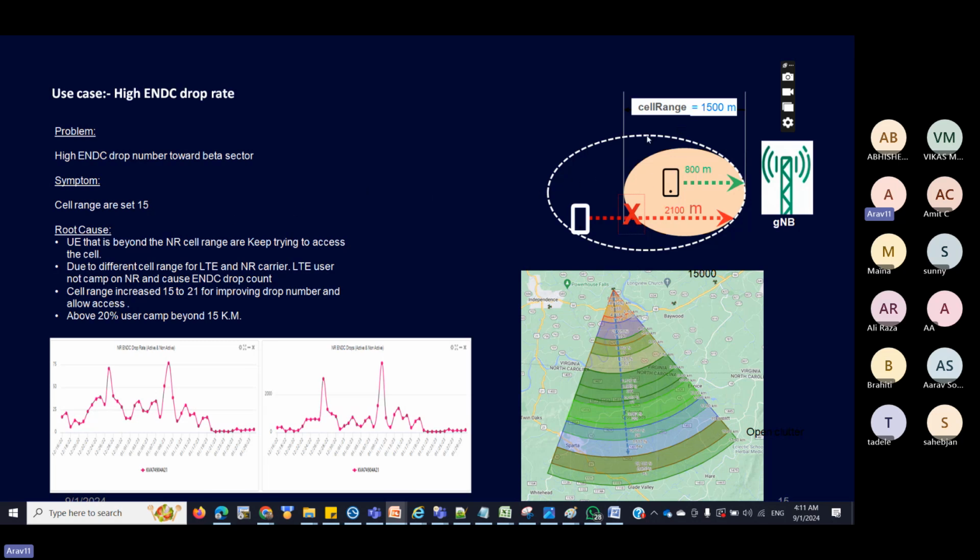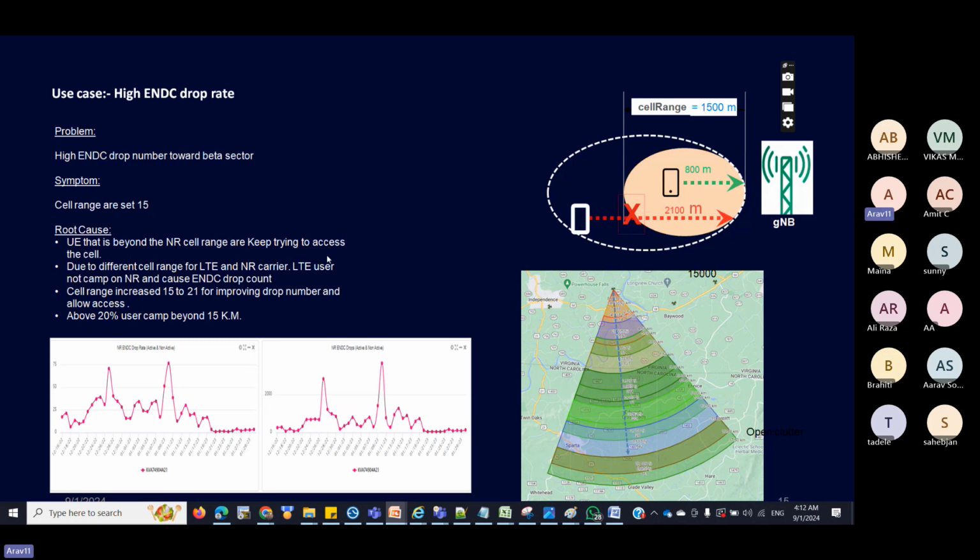So for that, what happened? We increased the cell range of the 5G from 1500 meters to 2100 meters. And once your coverage overlaps, then this UE is able to successfully complete the ENDC handover, and your ENDC drops are reduced.